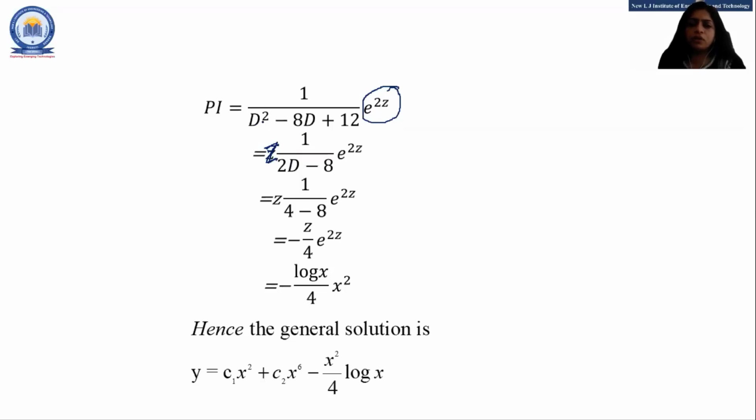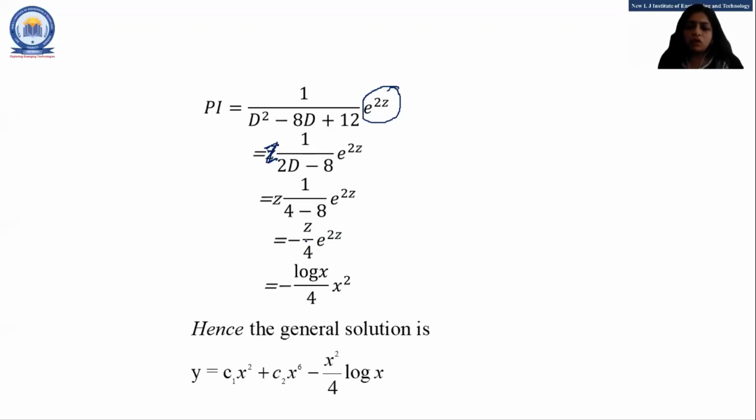So the derivative of the denominator is what? Derivative of the denominator is 2D minus 8. Okay. So 2D minus 8 here. And now if I substitute the multiple of z in this D, then that is 4 minus 8, and this 4 minus 8 is minus 4. So my answer is minus z by 4 into e raised to 2z.